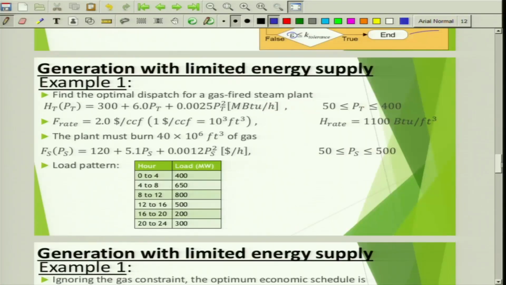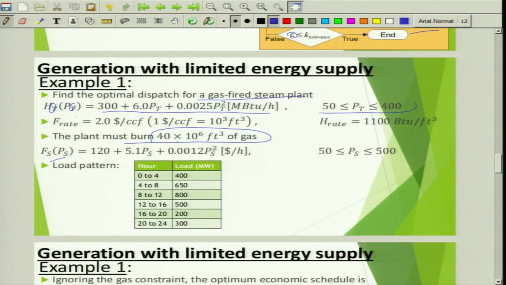And then let us take an example to understand this. Find the optimal dispatch for a gas fired steam plant. HT PT is the characteristic curve. Now HT means T indicates there is a constraint, and there is another plant where there is no fuel constraint. The fuel constraint for this specific gas fired steam plant is that the plant must burn 40 into 10 to the power of 6 feet cube of gas, the volume.